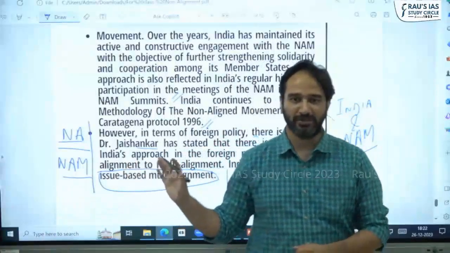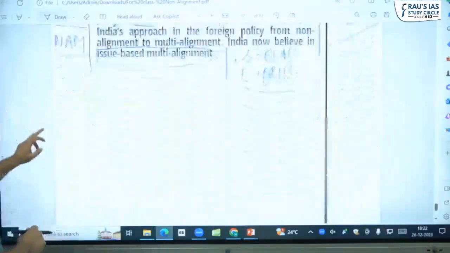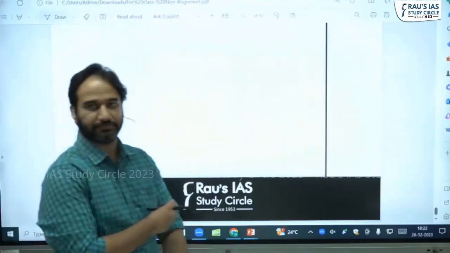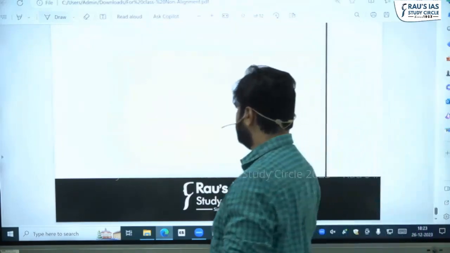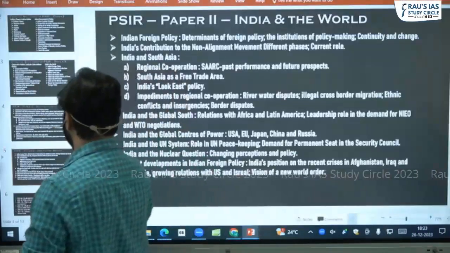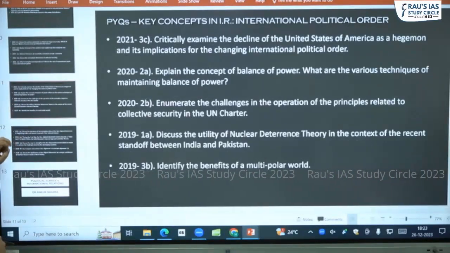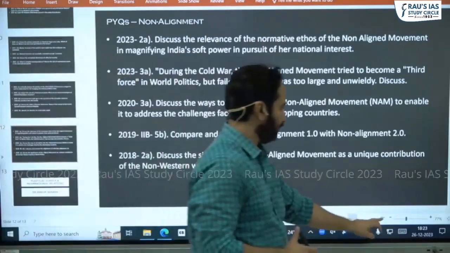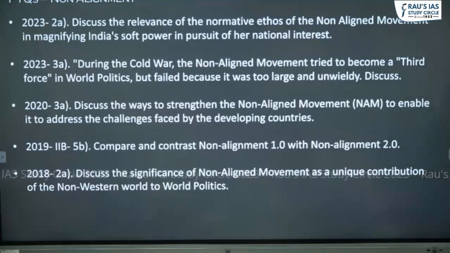Difference between NAM and non-aligned? Any doubts? All right, so we're done with non-alignment. Any doubts on non-alignment? So we'll do the PYQs also for non-alignment. Right. There are no doubts on non-alignment? All right, so the first question was asked, discuss the relevance of normative ethos of NAM in magnifying India's soft power in pursuit of our national interest.